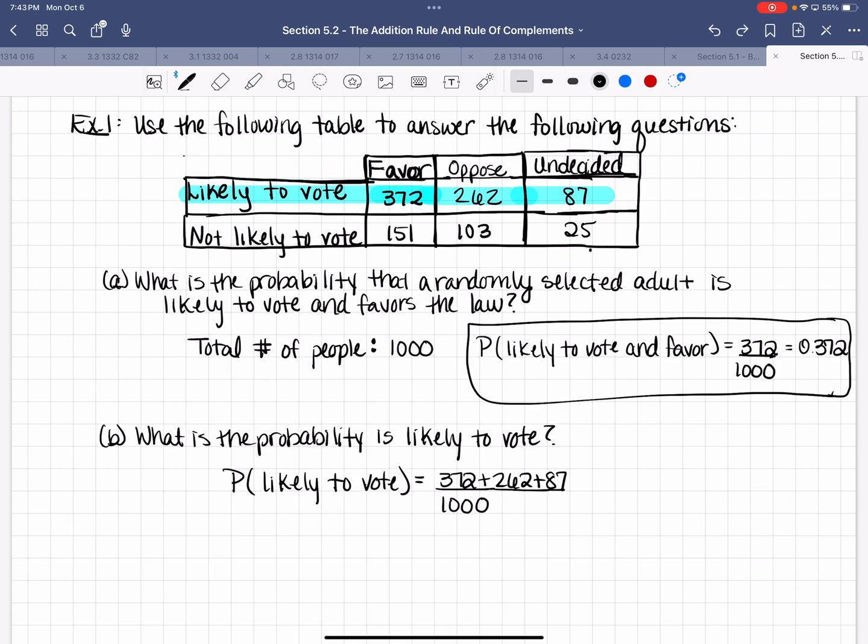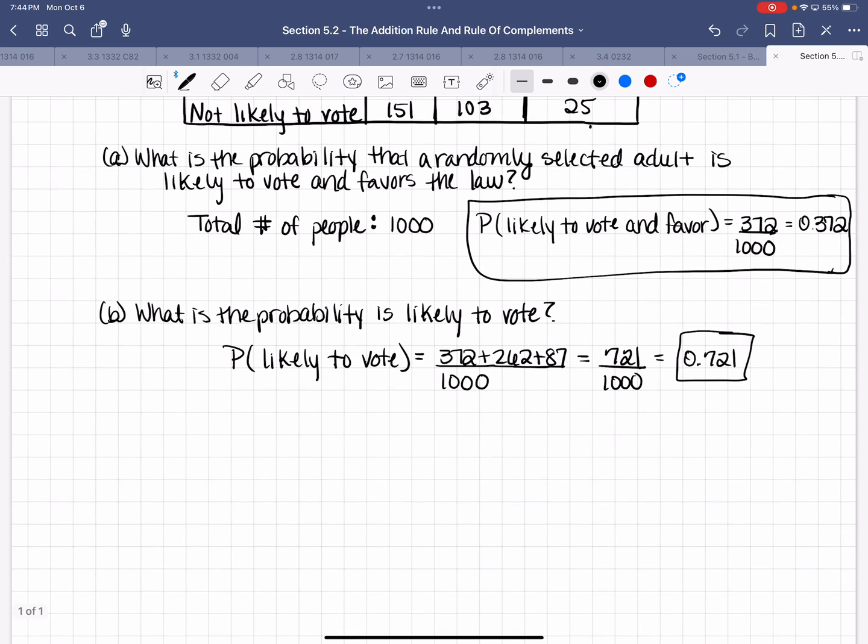Y'all add those up for me. 721? Good. So I have 721 people out of 1,000. That's actually pretty good. Out of 1,000 people, 721 are likely to vote. Of course, that is 0.721, which is about 72% of the population. That's not bad. Okay. Let's look at C.